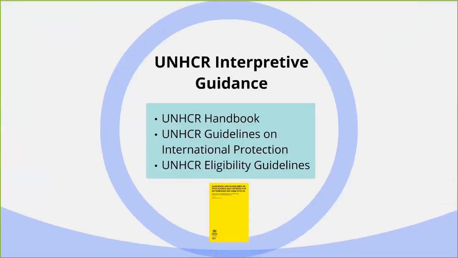Since its inception in 1950, UNHCR has issued considerable guidance to clarify the obligations of states under the Convention and the Protocol and to assist with meaningful implementation of these instruments. This slide lists 3 forms of UNHCR guidance: the UNHCR Handbook on Procedures and Criteria for Determining Refugee Status, UNHCR's Guidelines on International Protection, and UNHCR's Eligibility Guidelines. The UNHCR Handbook is internationally recognized as an important source of interpretation for international refugee law. The handbook breaks down and explains the various components of the refugee definition.